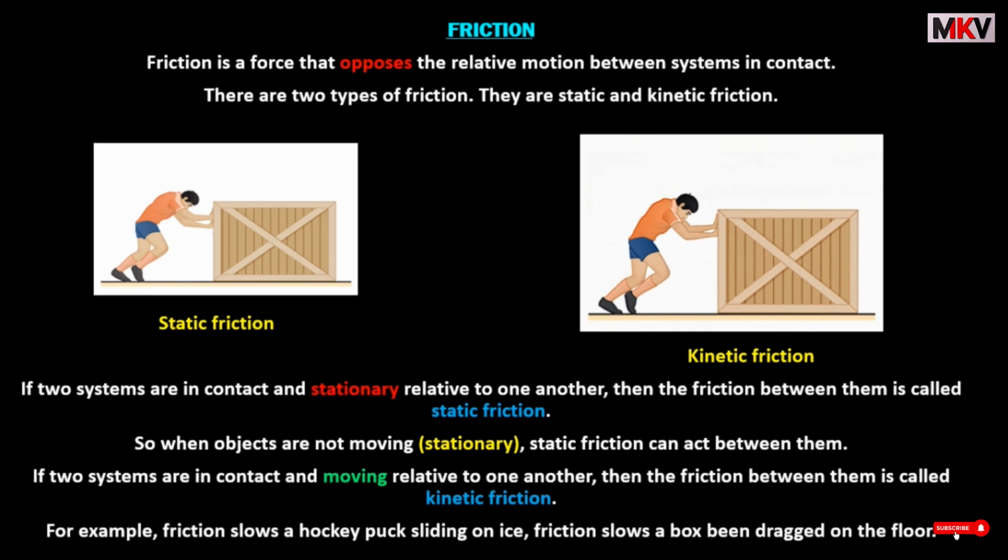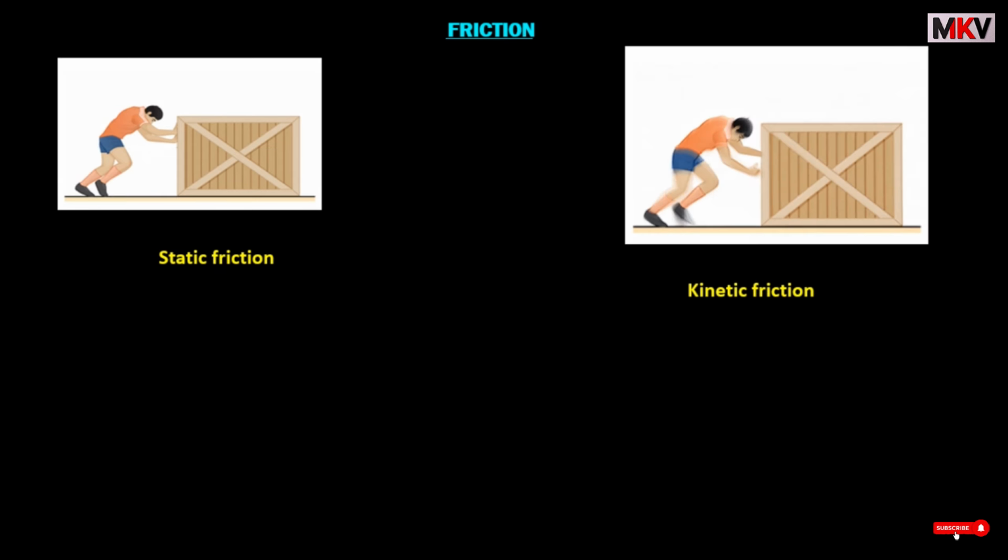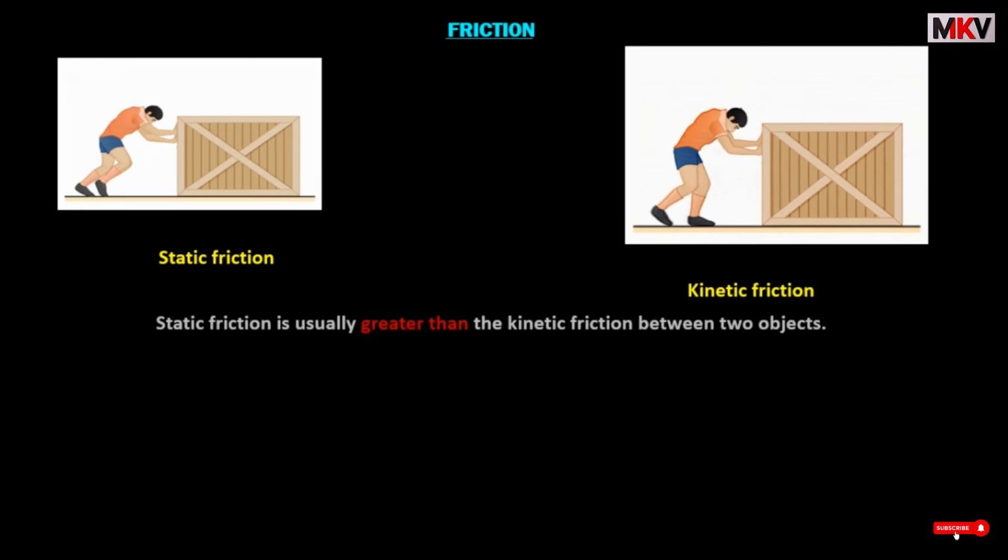An example is friction slowing a hockey puck sliding on ice. Friction slows the box being dragged on the floor. As I said in the video, friction slows the movement as you are pushing or pulling an object along the ground. Now, static friction is usually greater than kinetic friction.